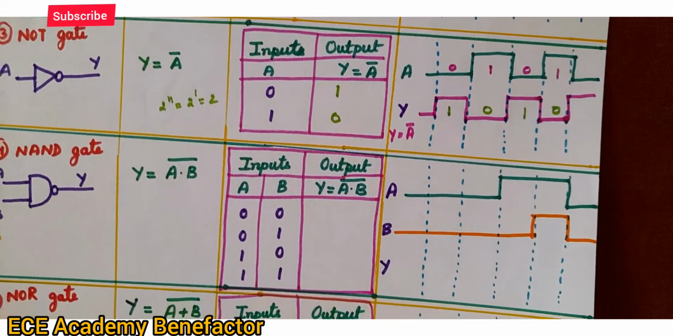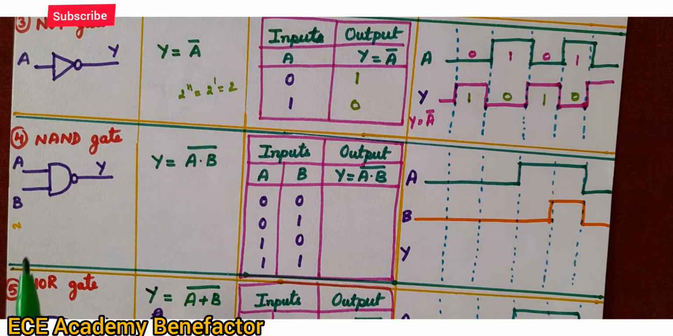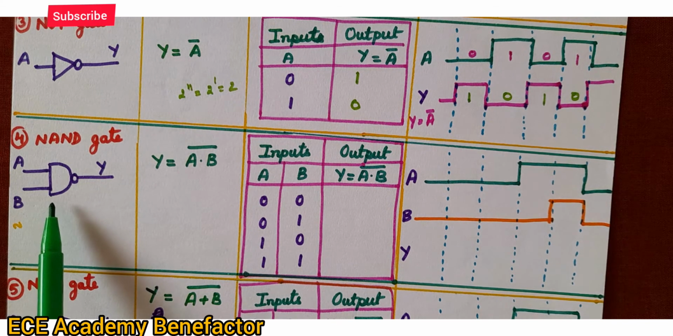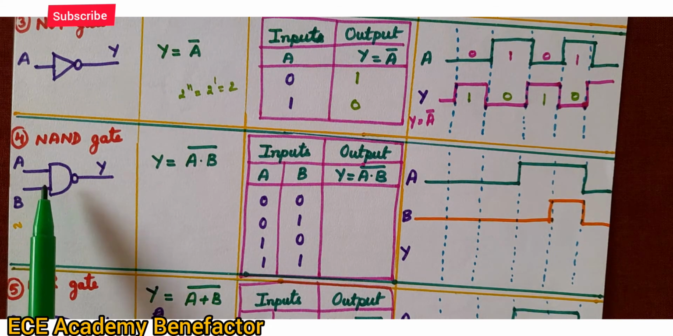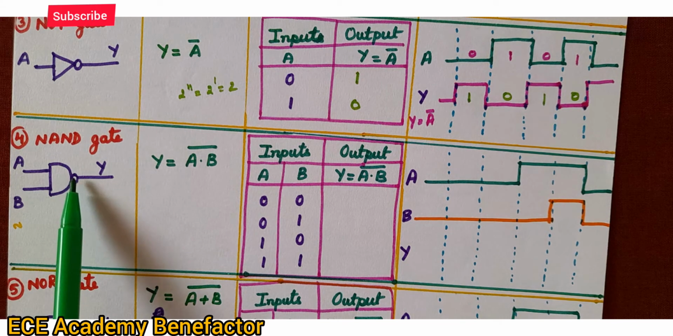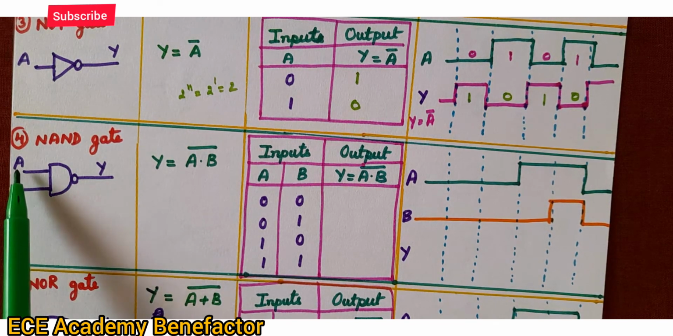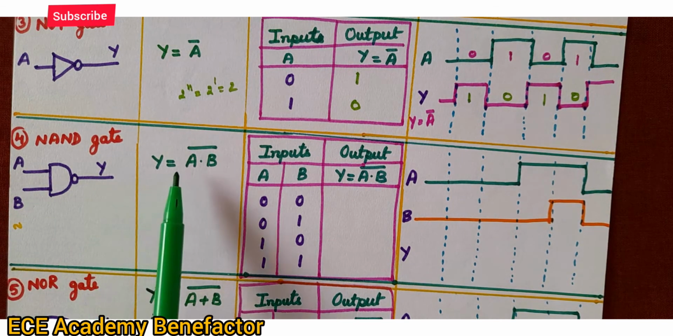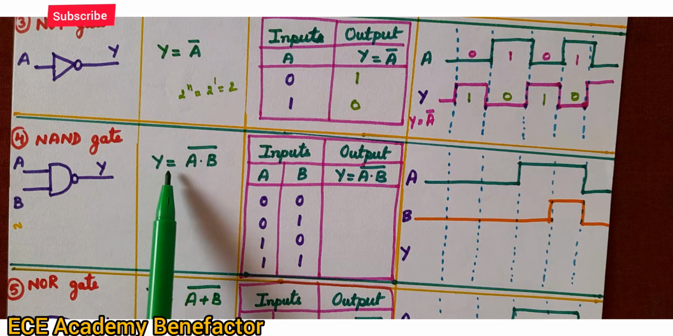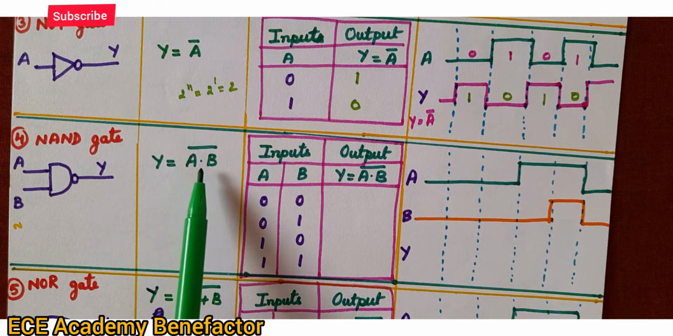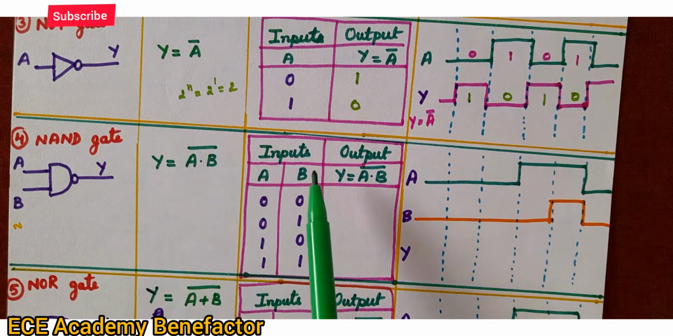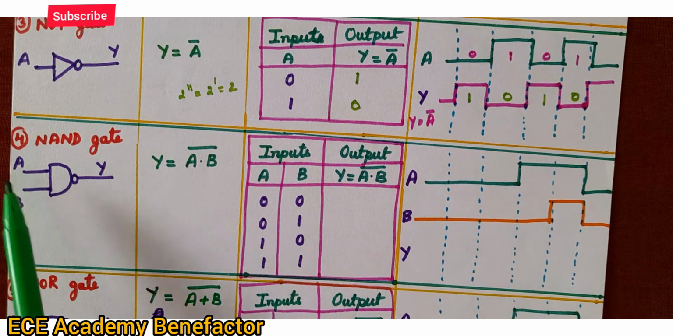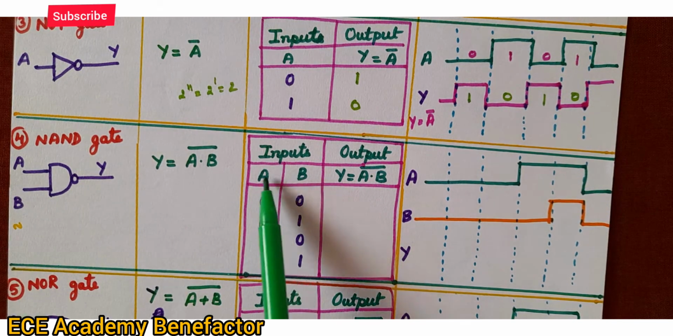Next gate is the NAND gate. The logical symbol of the NAND gate is similar to an AND gate with a bubble at the front end. It has two inputs A and B, and Y is the output variable. The logical expression of the NAND gate is Y is equal to A dot B the whole bar. Here the inputs are two, A and B. So, when there are two inputs, we can have 2 to the power 2.